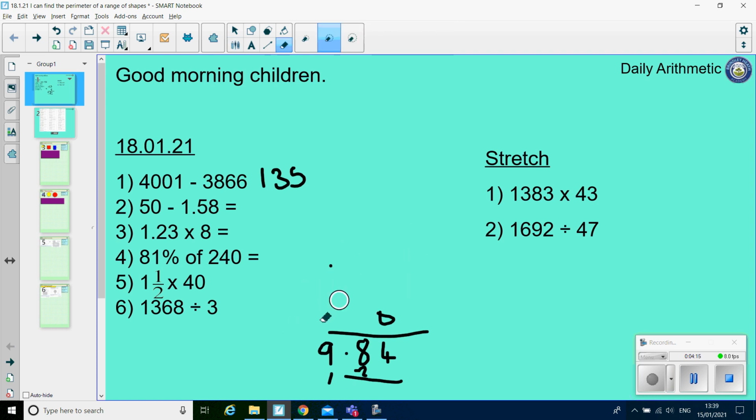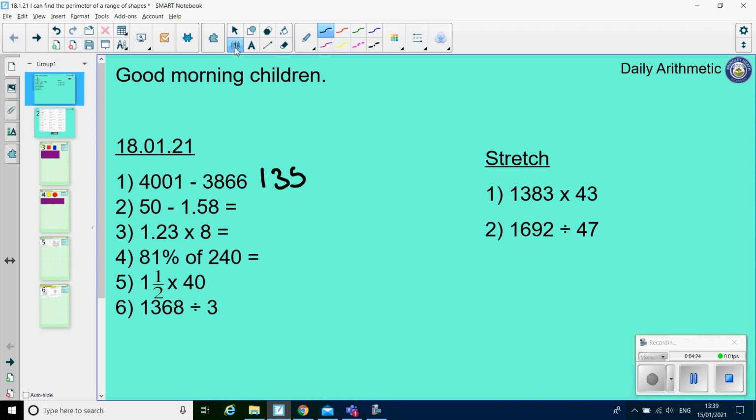Okay, question 4, I'm not going to spend a huge amount of time explaining today because we were doing this kind of question last week. It says, what is 81% of 240? So the trick with this one is, first of all, you need to find 1% of 240, and 1% here is 2.4. Then you would do 2.4 times by 81, and the answer you get is 194.4.